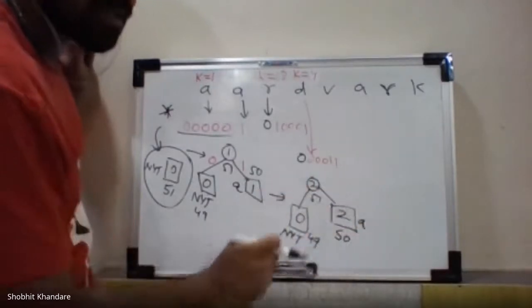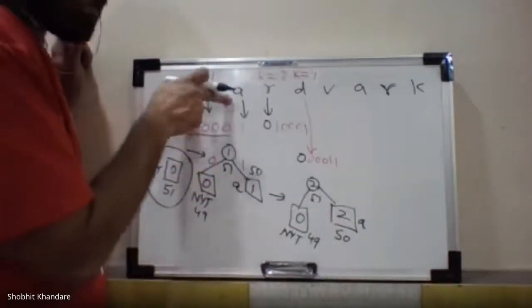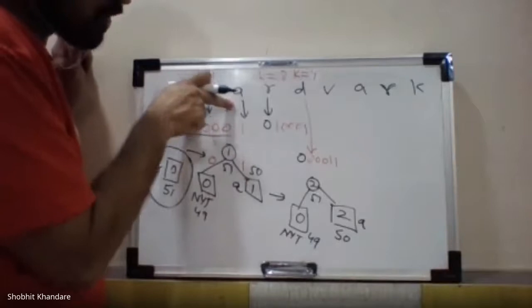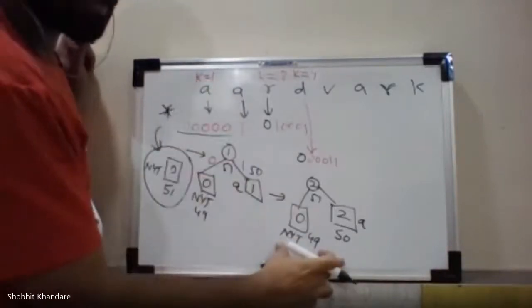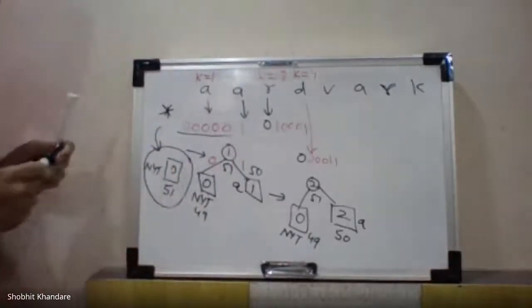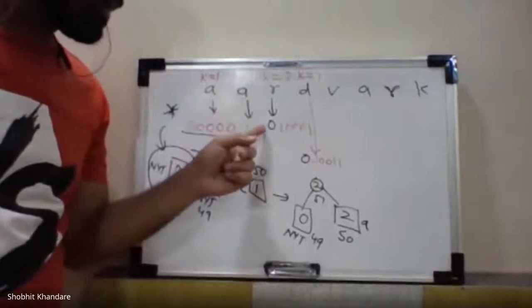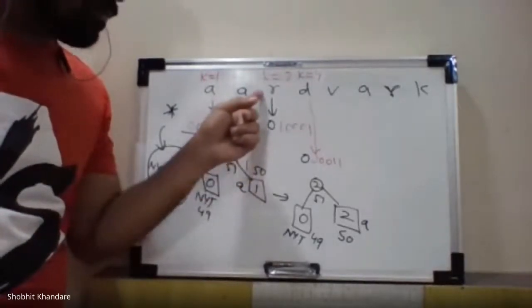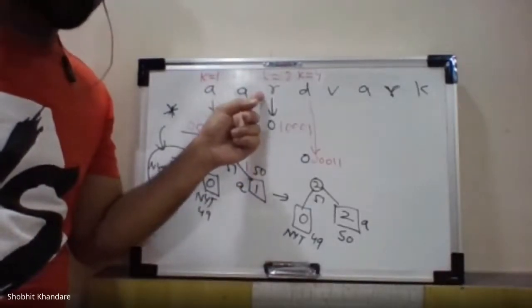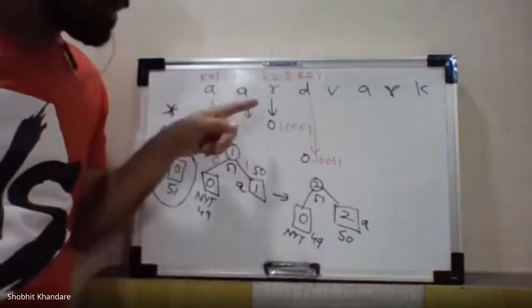So this is the updated tree. This has come after you included this symbol A. After you include this symbol, now this is the updated one. Okay, now come to the next part. Now we have to encode for R. Okay, we have to encode for R.